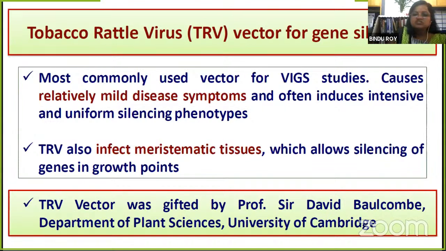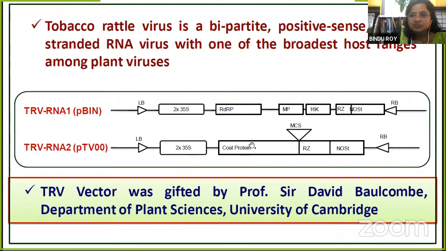photooxidation. Now, the most commonly used vector for WIGS studies is the tobacco rattle virus, and it causes relatively mild disease symptoms and often induces intensive and uniform silencing phenotypes. The TRV, or tobacco rattle virus, also infects meristematic tissues, which allows silencing of genes in growth points. So this is the tobacco rattle virus, which is a bipartite single-stranded RNA virus with one of the broadest host ranges among plant viruses.